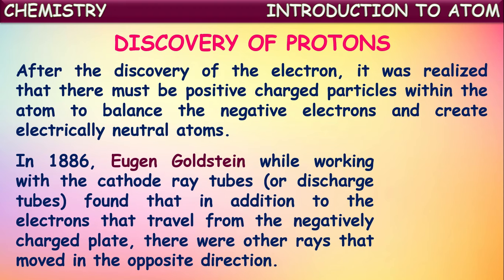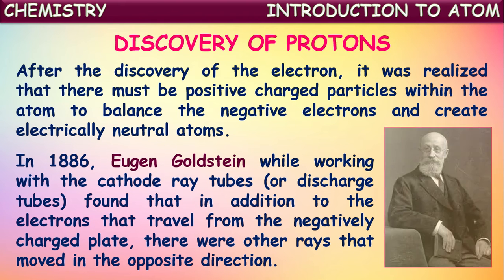In 1886, again Goldstein, while working with cathode ray tubes, found that in addition to the electrons that travel from the negatively charged plate, that is from the cathode, there were some other rays that moved in the opposite direction, that is from the anode side to the cathode side, isn't it? In the discharge tube experiment, J. J. Thomson found that certain particles move from the cathode side to the anode side. He named them cathode ray particles and later they were called electrons.